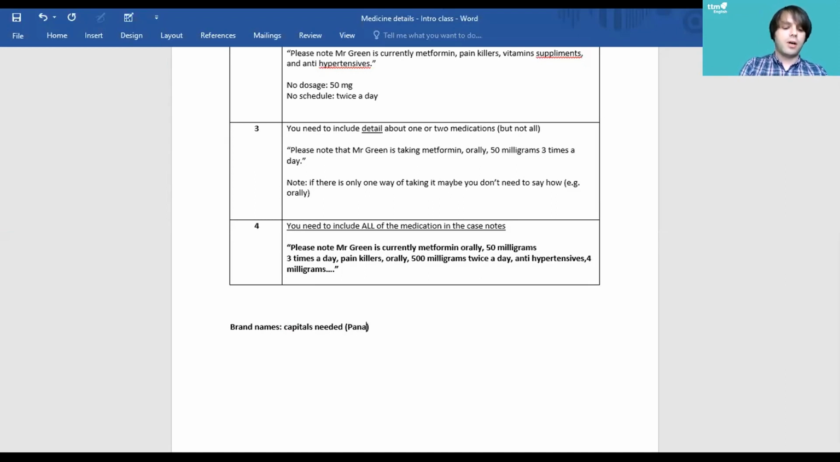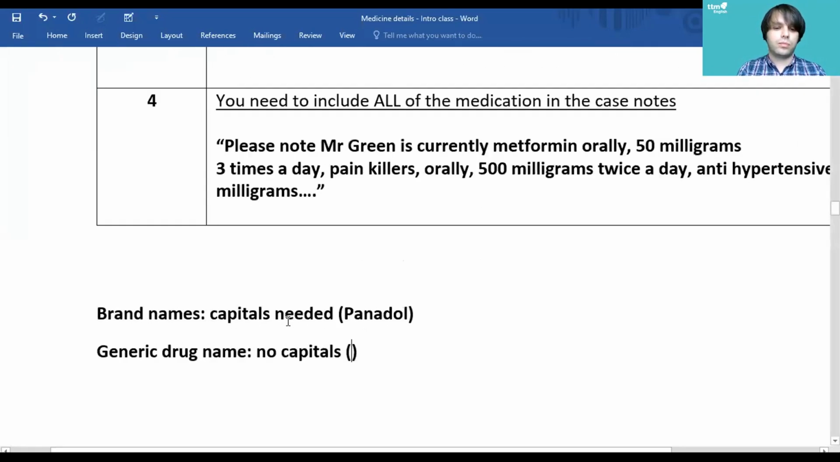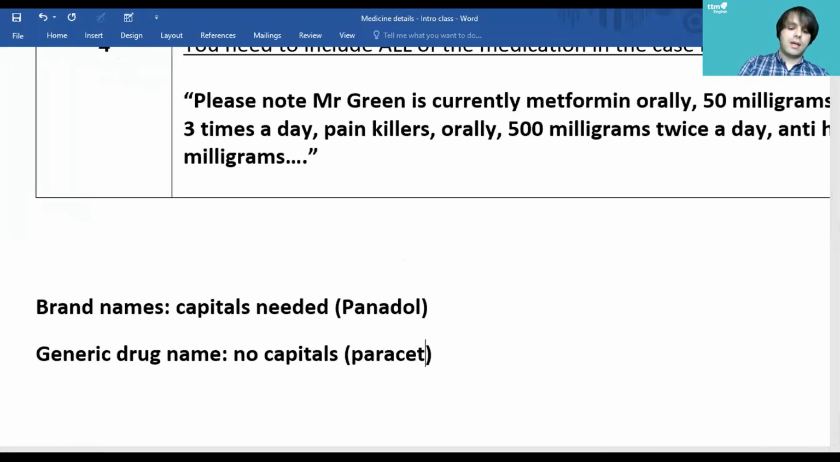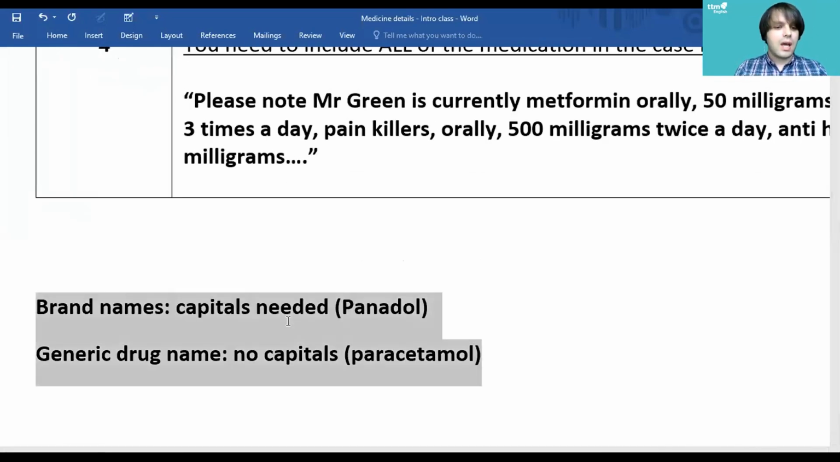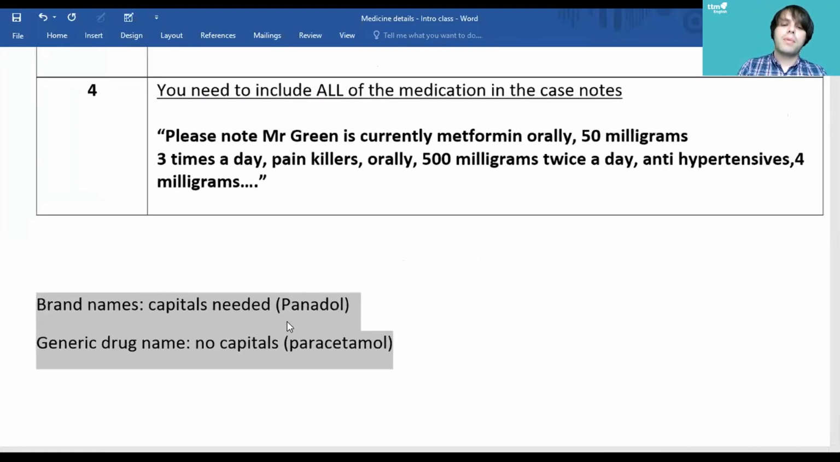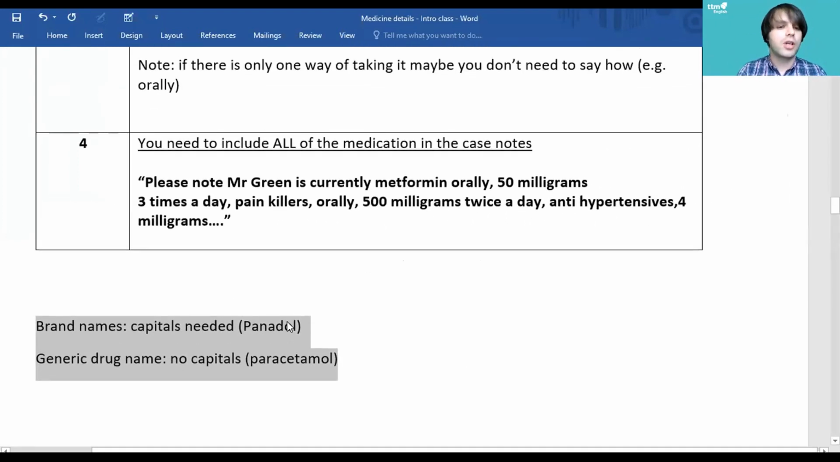Panadol. Okay. But if I'm just doing the generic drug name, do I need capitals? No. So I don't do a capital P. What do I do? Someone give me an example. Paracetamol. Okay, I'm not sure if that's what that person was talking about, but it's very important. Now, questions. Go on.